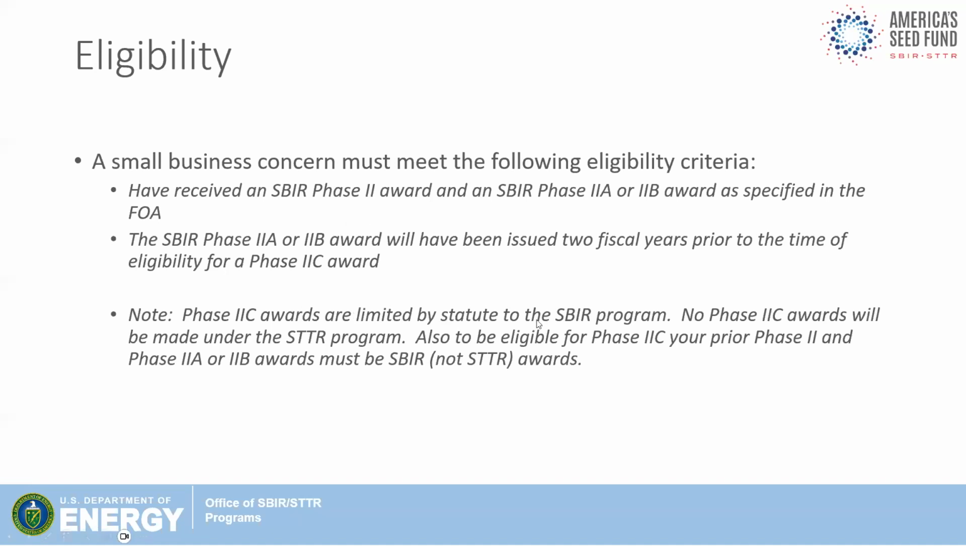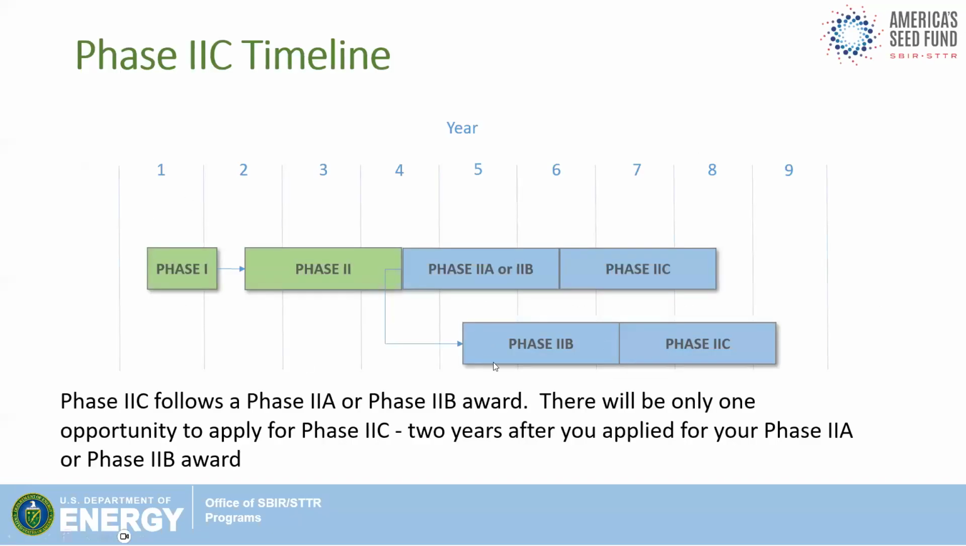And the major thing here is that the phase 2C awards are limited by Congress to the SBIR program, not STTR. So if any of your phase 1, phase 2, phase 2A or B are STTR, you would not be eligible to get a third phase 2 award. Just want to be clear on that. It's SBIR only. Again, these are the timelines: phase 2C has to follow your 2A or 2B award.